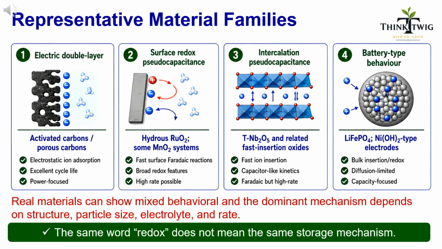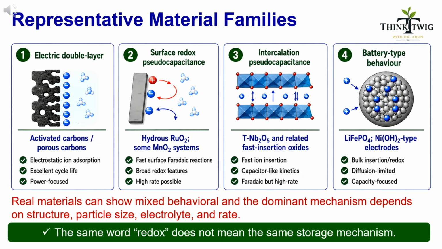And finally, for strong battery type behavior, the examples are LiFePO4 and nickel hydroxide type electrodes, where bulk insertion or redox and diffusion control become more prominent. But there is an important warning at the bottom. Real materials are not always perfectly separated into four clean boxes. The observed mechanism can depend on the structure, particle size, electrolyte, and experimental rate. Material can therefore show mixed behavior, and the dominant contribution can change with conditions.